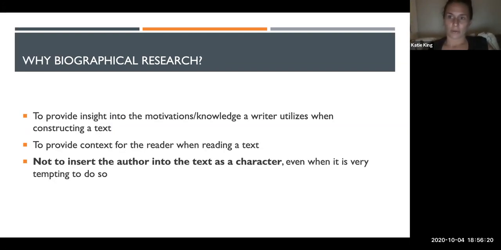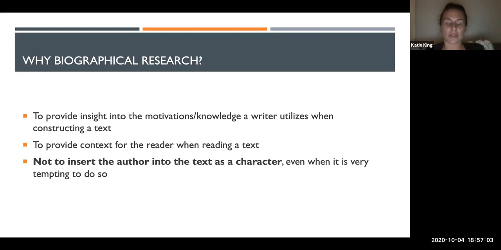And why choose biographical research? Well, it's kind of to thumb your nose at people like Roland Barthes and T.S. Eliot. It's to provide insight into the motivations and knowledge a writer utilizes when constructing a text, right? All of us are aggregates of our own personal experiences. And so that would have to play a role in the text we create, one would think, right? So it can help us think about those motivations, that knowledge, the purpose for constructing the text, the purpose for engaging in the behavior that is then converted to an artistic text, et cetera, et cetera.